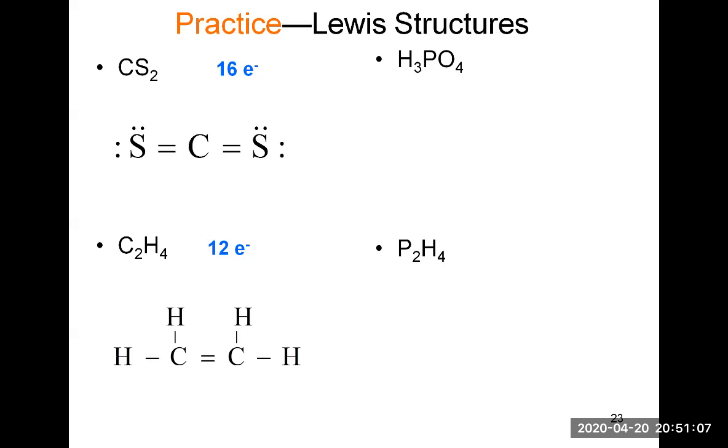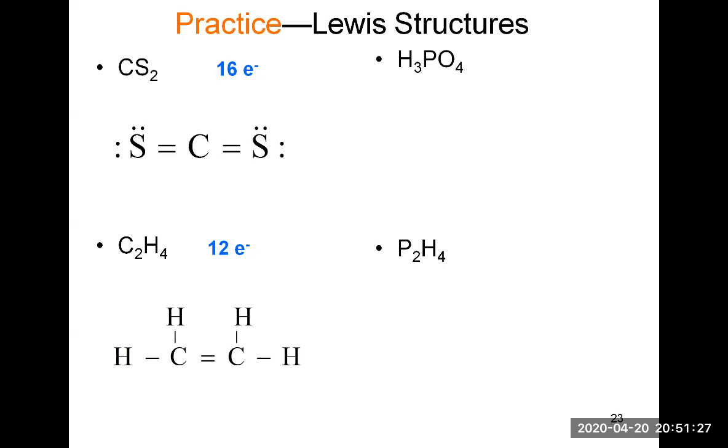And so let's count the number of electrons. 4 single bonds times 2 electrons is 8 electrons, plus the double bond brings 4. 8 plus 4 is 12 electrons in total.